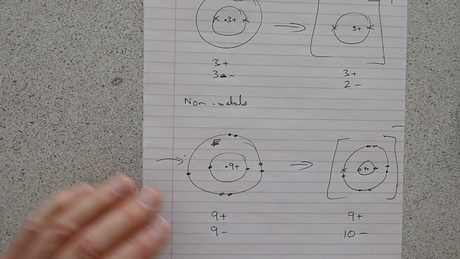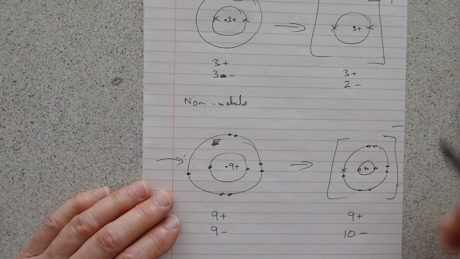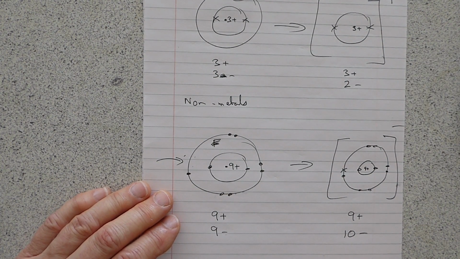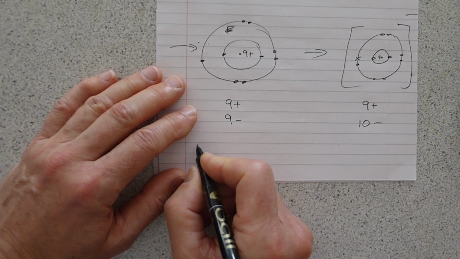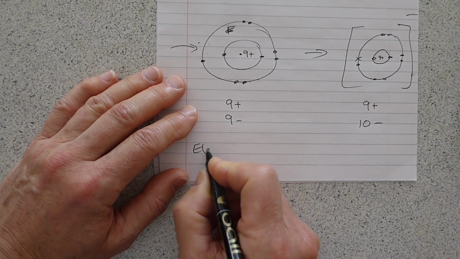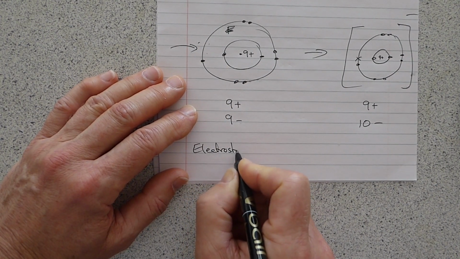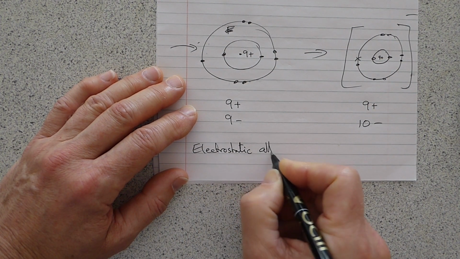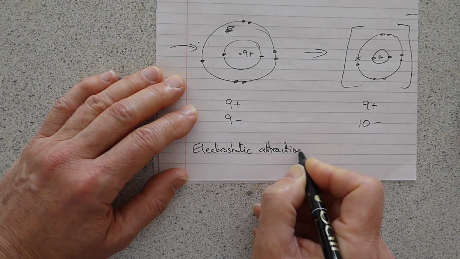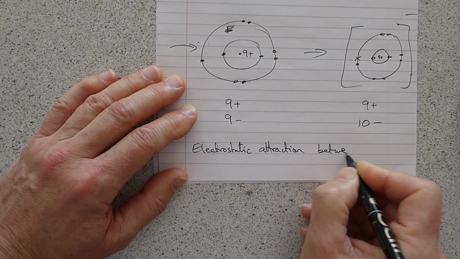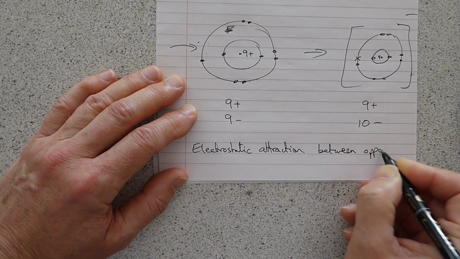And really, that's all there is to it. And now you've got something with a positive charge, something with a negative charge. What is ionic bonding? It is the electrostatic attraction between oppositely charged ions.